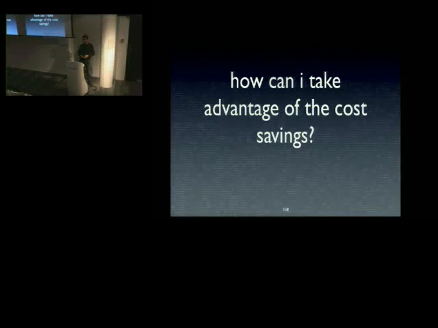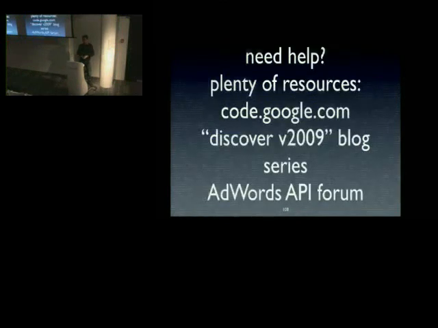If you have any problems or need help, we have plenty of resources. We have code.google.com and an AdWords API section on that. There's extensive documentation there. There's also a Discover V2009 blog post series that we've started. I highly encourage you to check out the AdWords API blog for the Discover V2009 series, and you'll see really in-depth articles on the new features that we've launched in the API. And as always, there's the AdWords API forum where you can ask questions of our team or other users if you're running into problems.